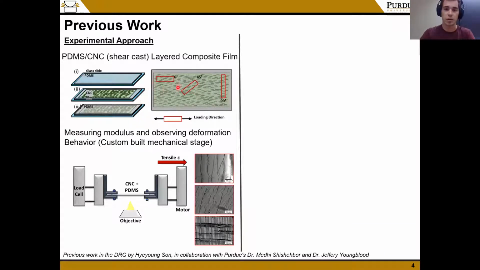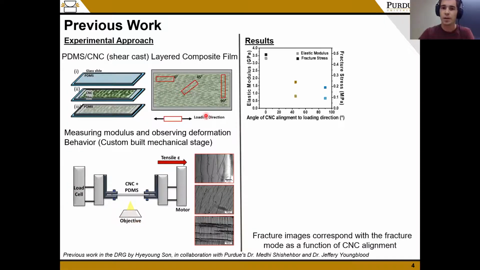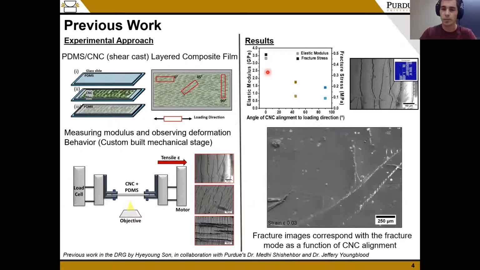What they did is they cut out three different angles of this composite, 0 degrees, 45 degrees, and 90 degrees, and put them in a tensile tester above a microscope so that they could see fracture. We've got some cool results. As we expected, the films are stronger along that axial direction and weaker along the transverse direction as we increase the alignment angle. However, the values predicted for the modulus and the fracture stress from the simulations did not agree with experimental evidence, so we'll get to that in a moment.